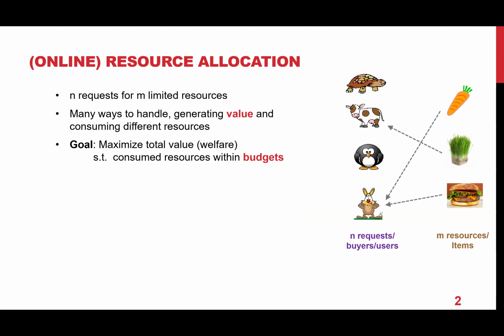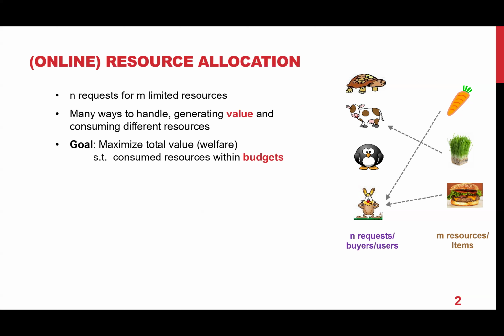Good. So what's roughly the setup of online resource allocation? You have some requests coming one by one. The notation I have is n requests for m limited resources. In this particular example, your resources are burger, grass, carrot, and you have a bunch of requests. Depending on your background, sometimes these are called requests, sometimes buyers in the context of auctions, in other contexts users. These resources are called items in many settings. One can use whatever terminology.